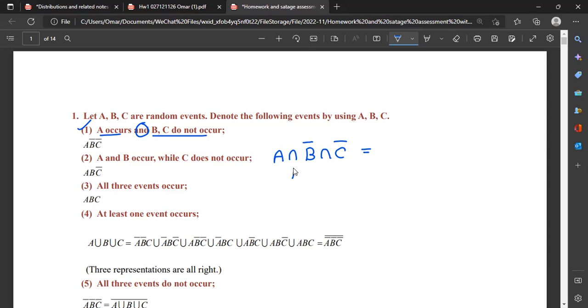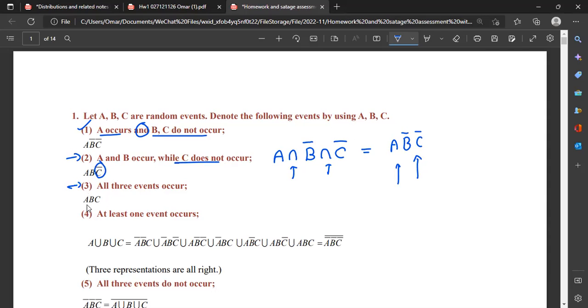And also we can omit this AND part. So we can write it this way: A, B bar, and C bar. It means B and C don't occur, but A occurs. That's why the answer is A, B bar, C bar. The second question here is A and B occur while C does not occur. The same way, A and B occur, but C does not occur: A, B, C bar.